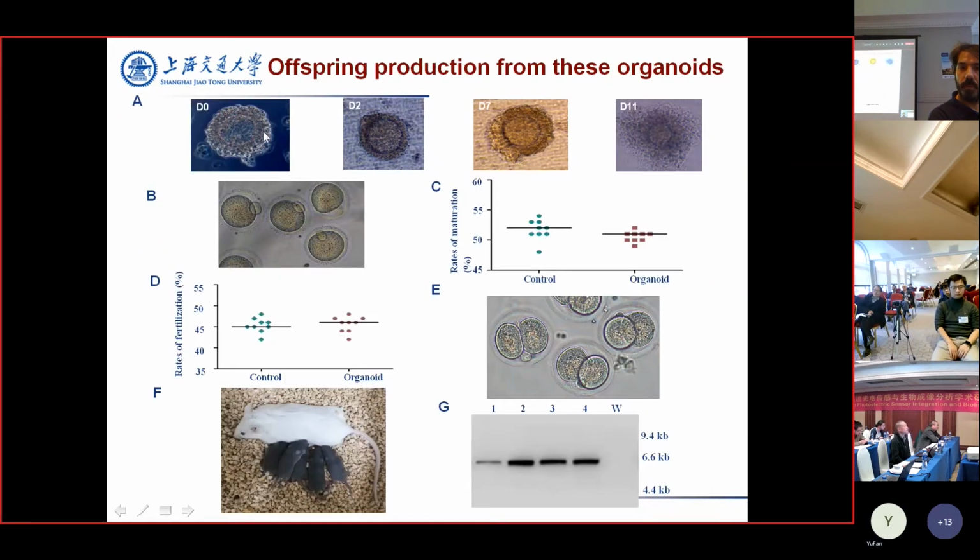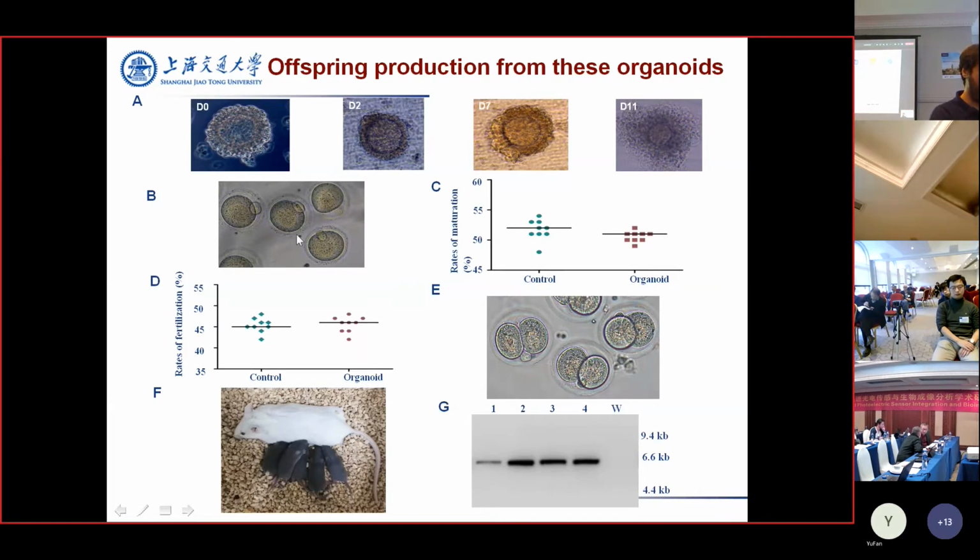We also cultured the ovary from the organoids, and after culture we can get maturation. The mature oocytes can be fertilized and develop to the 2-cell stage and embryo development. We transplanted the embryos into the uterus of the female mouse, and they can get offspring. We used Southern blot to confirm the offspring come from the female germline stem cells.